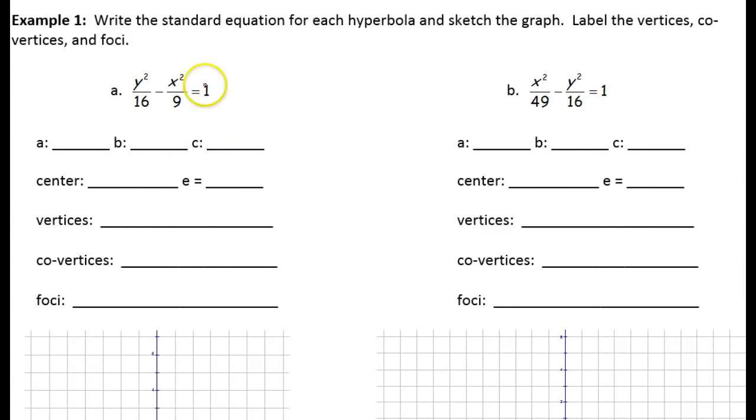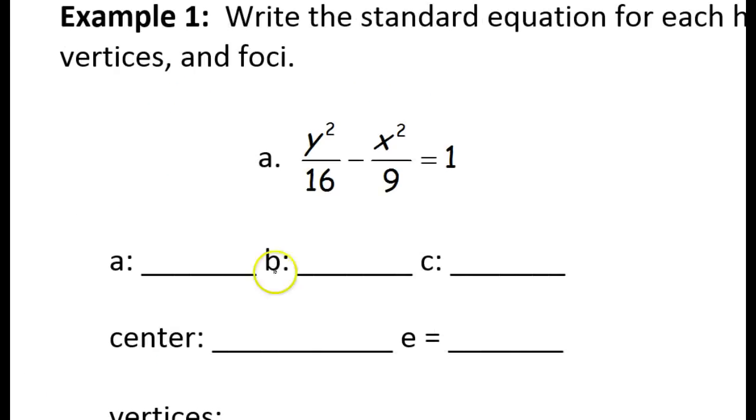Let's do an example. We are given the standard form equation of a hyperbola. Notice the minus sign. We need to find all these values and graph the hyperbola. So remember that for a hyperbola, the a squared value is always first. It's the positive term denominator. So a squared is 16. That means a is going to equal 4.